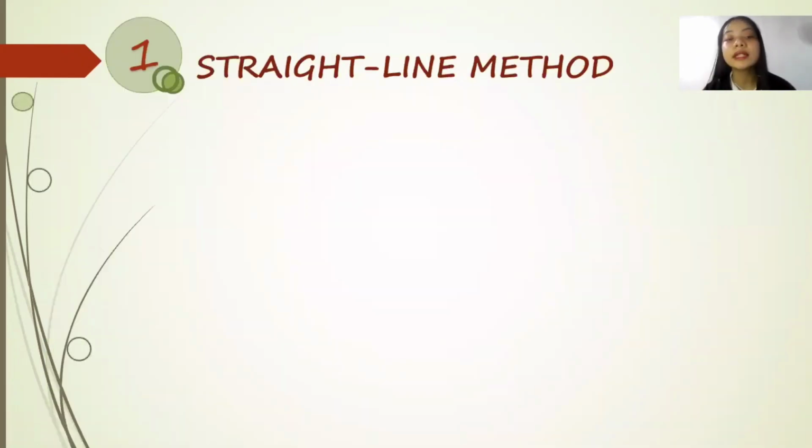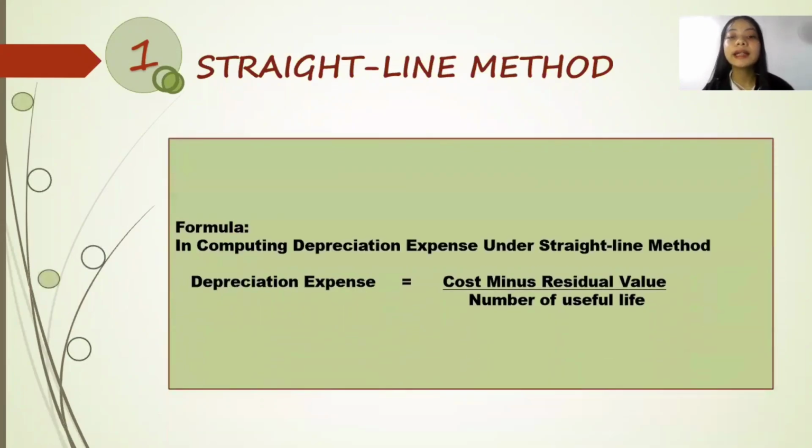So, ano nga ba yung straight line method? Straight line method is commonly used method kasi siya yung pinakamadali. So, the formula in getting depreciation expense under straight line method is cost of an asset minus residual value, yung value ng asset natin at the end of its useful life, over number of useful life. So, yung makukuha natin na cost minus residual value, tinatawag natin depreciable amount.